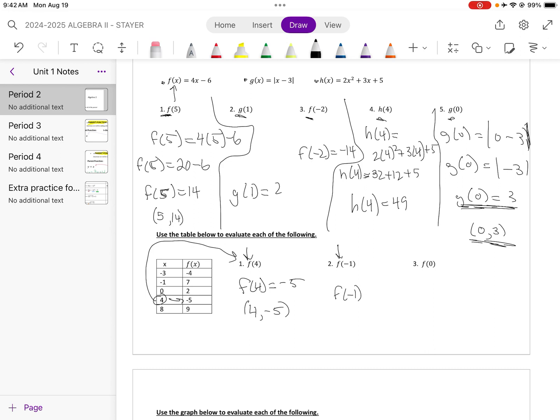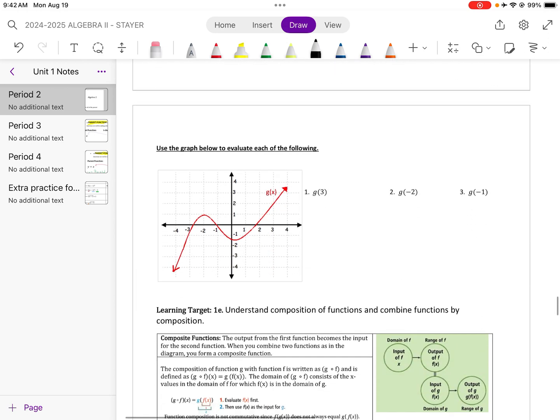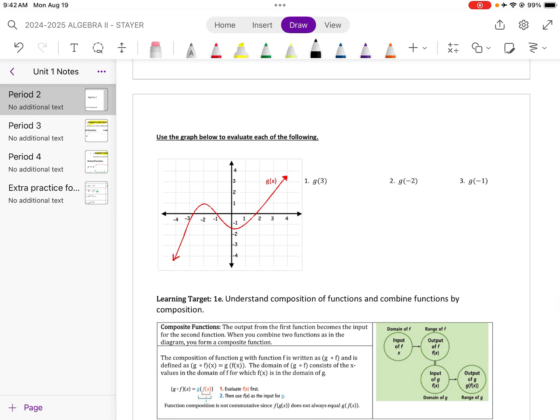Right, we can keep doing this. f of -1 is just 7. f of 0 is 2. Right, so just kind of even checking your answers for that as well. And the last one here is just using the same thing with the graph and going from there. Again, g of 3, that's the x value. So I want to know where this graph exists. So it'll be g of 3 equals 2. g of -2 is 1. And g of -1 is 0. So use some of the extra resources that I posted there on the daily agenda, and we'll go from there.